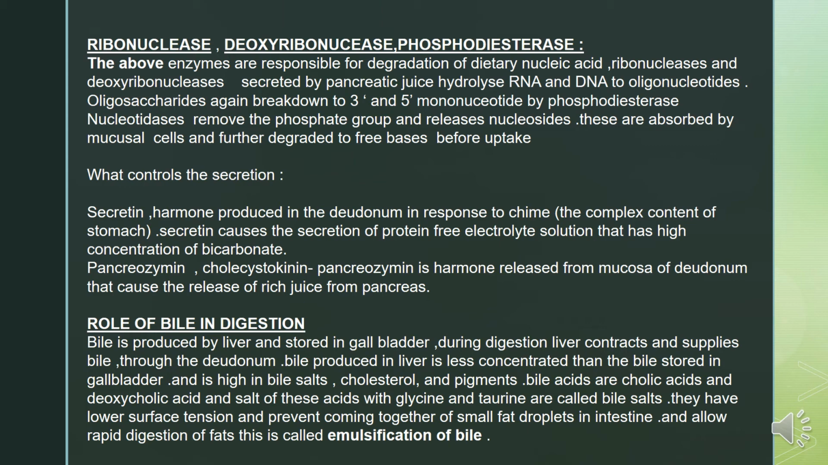cholesterol, and pigments. Bile acids are cholic acid and deoxycholic acid, and salts of these acids with glycine and taurine are called bile salts. They lower surface tension and prevent coming together of small fat droplets in the intestine and allow rapid digestion of fats. This is called emulsification by bile.